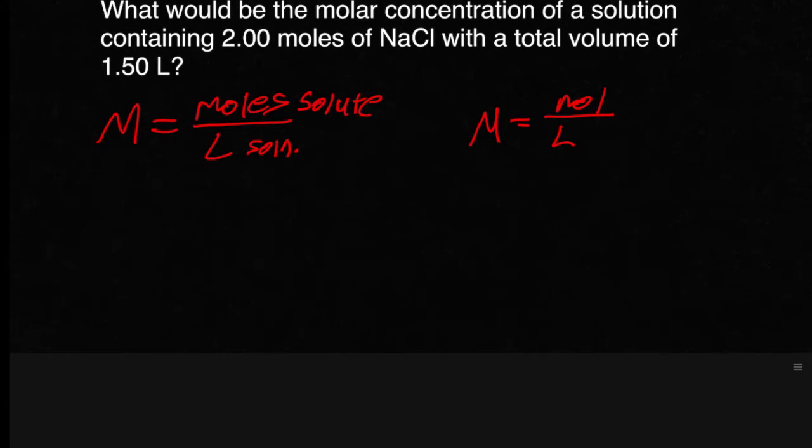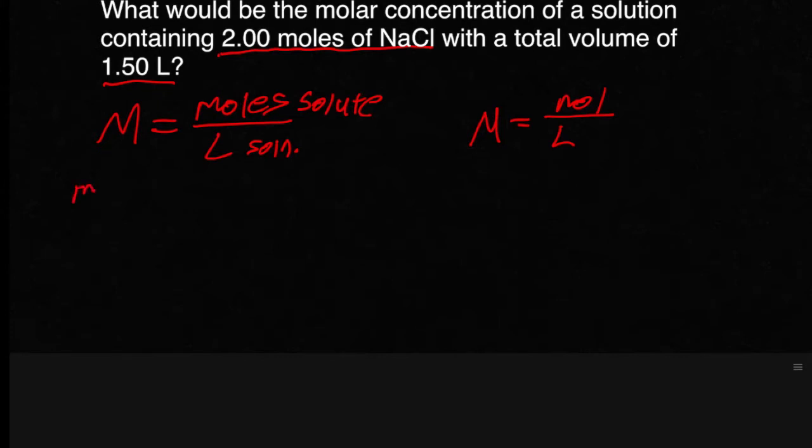Let's read this first one. What would be the molar concentration of a solution containing 2 moles of sodium chloride with a total volume of 1.50 liters? So first, let's look at our information given here. We've got 2 moles of sodium chloride, that is our solute, and we have a total volume of 1.50 liters. That's the total volume of the new solution. So let's write that down.